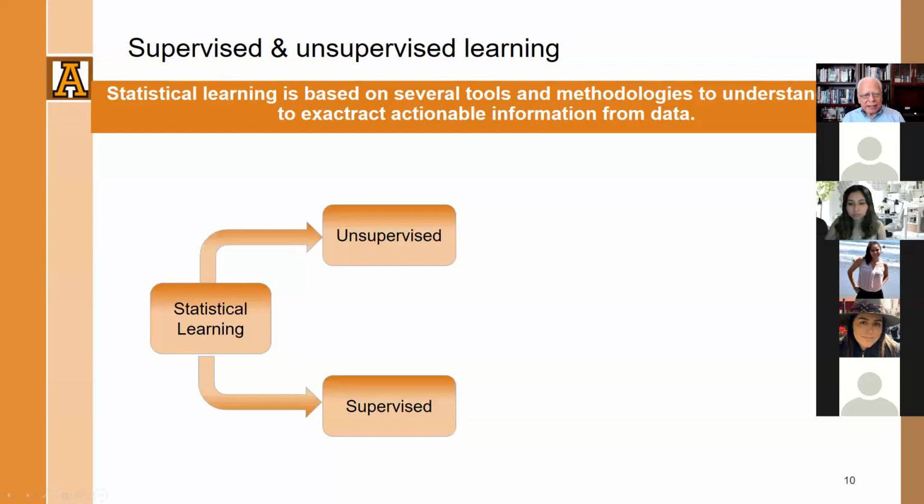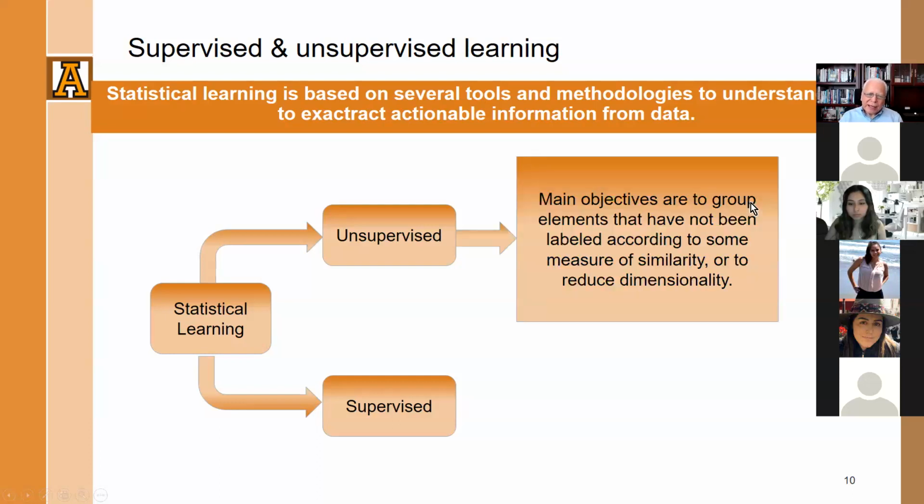So statistical learning is divided in unsupervised and supervised learning. In unsupervised learning, there are two key objectives here. The one I put here is to group elements that have not been labeled into clusters. That's one of the key objectives. Another, within this area of unsupervised learning, also falls the area of dimension reduction. If we want to reduce the number of variables, it's also unsupervised learning. I should add that here.